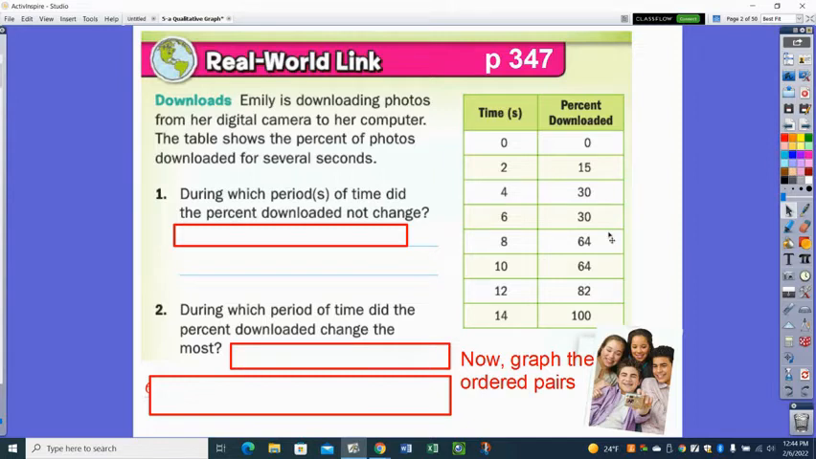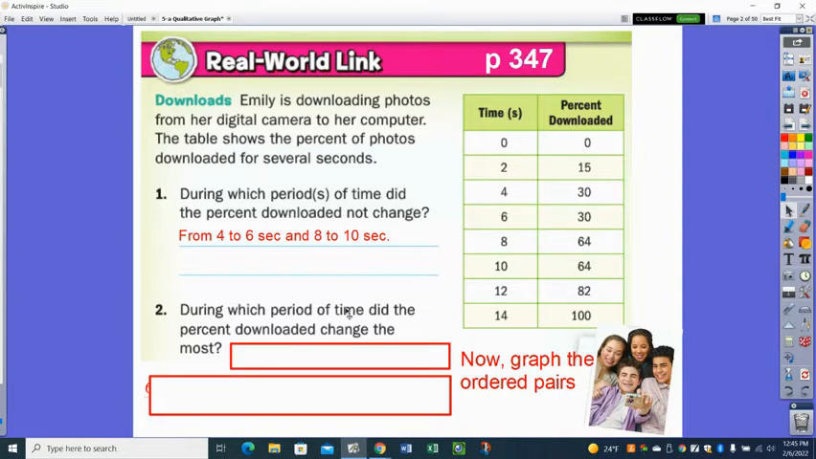So the first question asked, during which period or periods of time did the percent download not change? So take a look and see if you can find between what time periods, like 2 to 4 seconds or 10 to 12 seconds or somewhere, where did the download stall, for lack of a better word? Did you notice that it happened in two places? One was from 4 to 6 seconds, where it got stuck at 30% downloaded. Like I said, you could think of a movie or music or something. And then it happened again at 8 to 10, where, after 8 seconds, it got stuck at 64%.